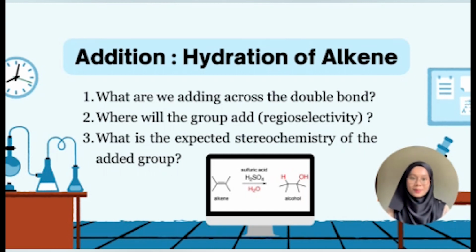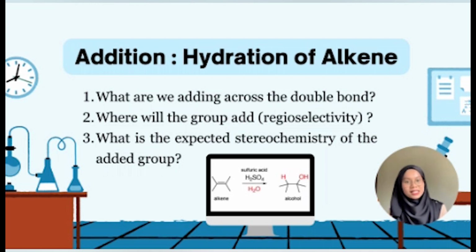So I will explain another example of addition reaction, which is hydration of alkene. In general, the hydration of alkene involves adding water across the double bond of alkene, leading to the formation of alcohol. This reaction typically occurs in the presence of an acid catalyst.